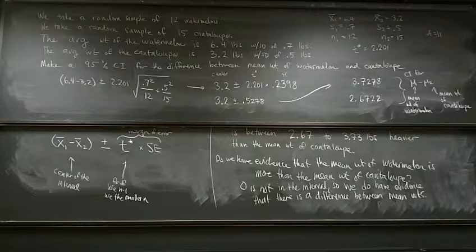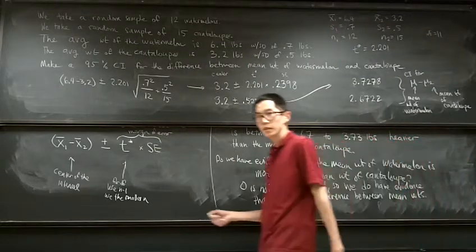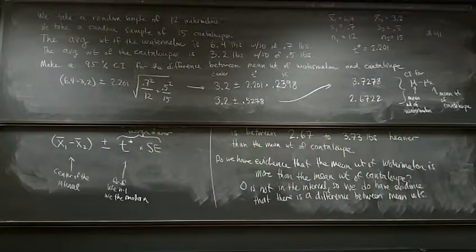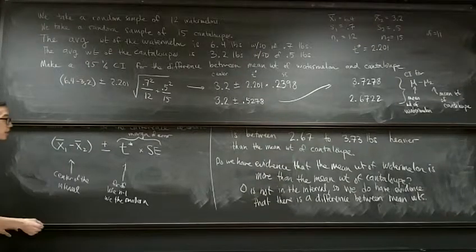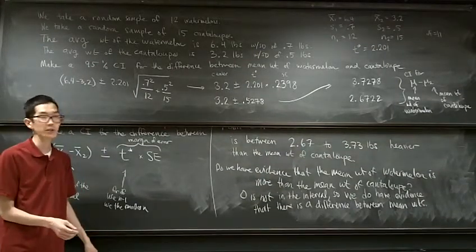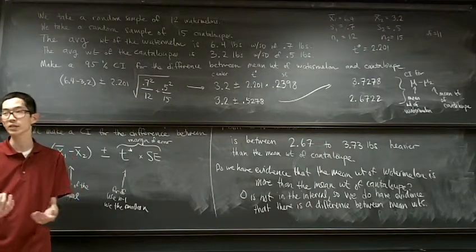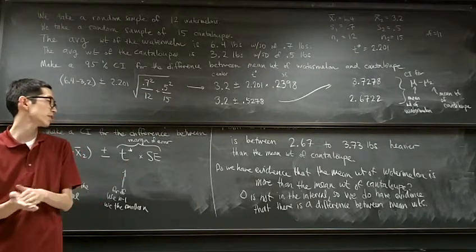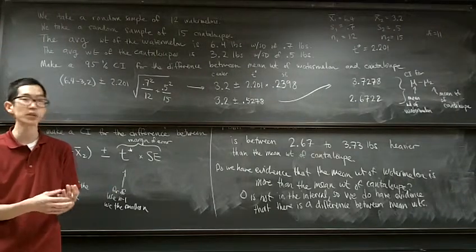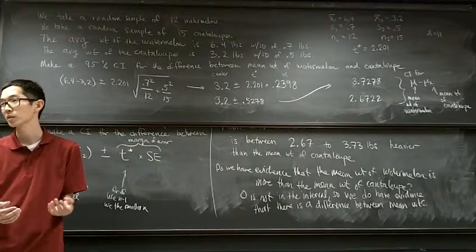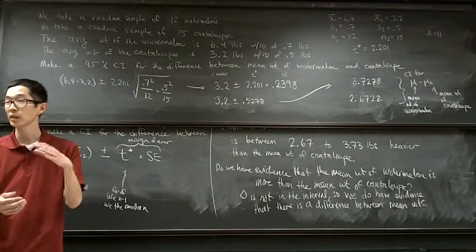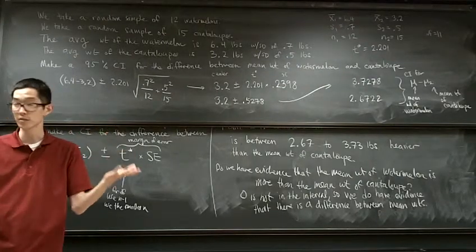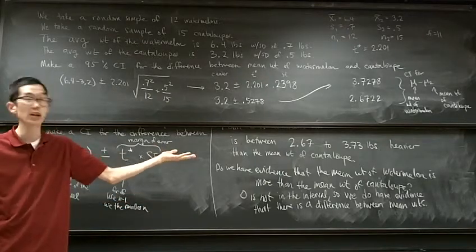You didn't initially ask that, but you're just adding that. Yeah, I'm just adding this. All right, is that okay? Yes. Explain just the last part again. So based on our interval, which goes from 2.67 to 3.73, we're asking, do we have evidence that we have a difference between the mean weight of watermelon and cantaloupe? And the answer is yes. We have evidence that there's a difference between the mean weights, because 0 is not in the interval.